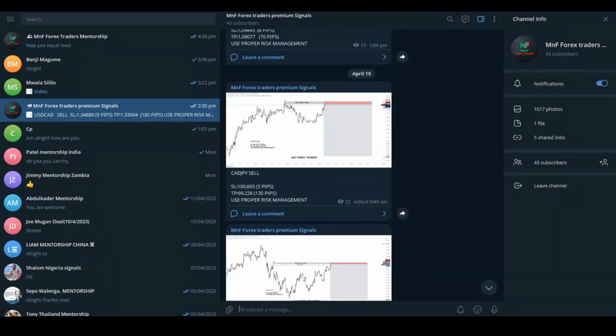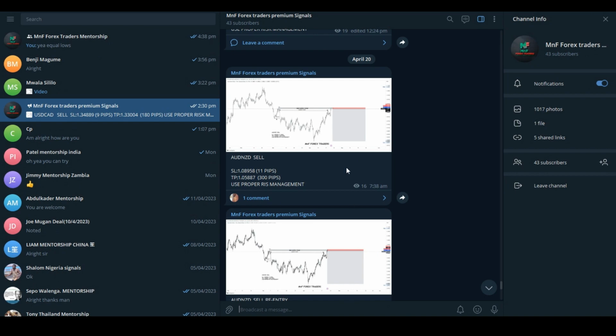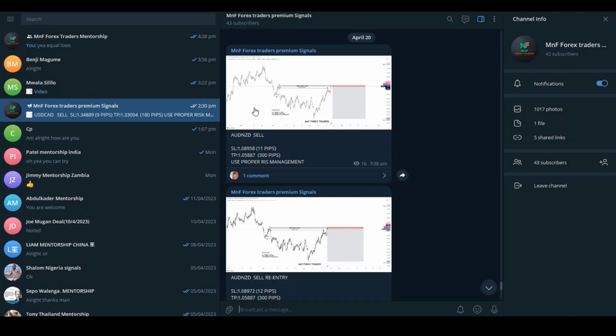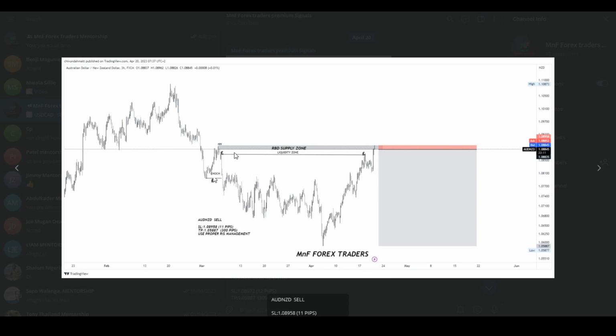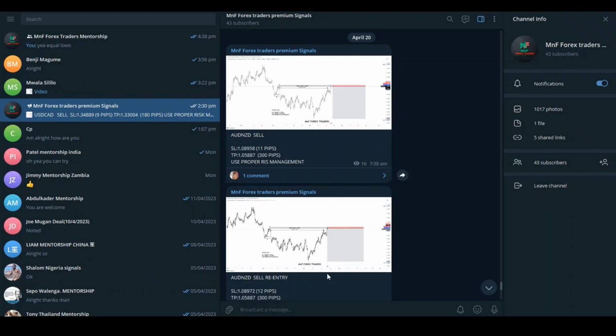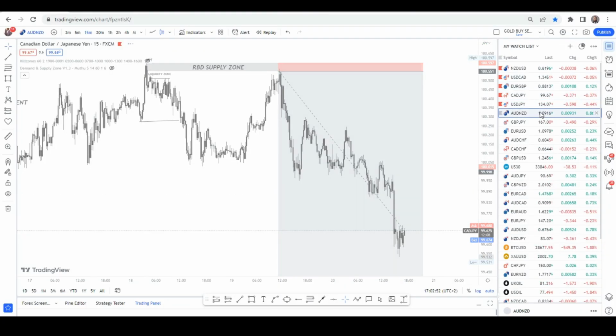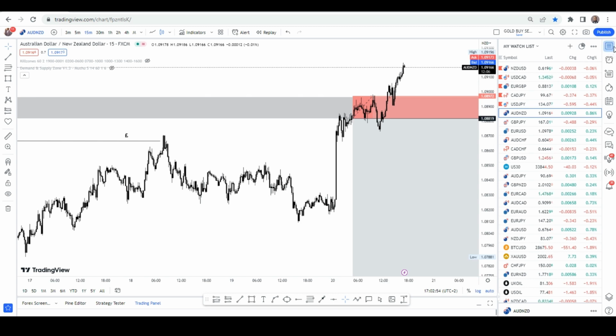You can see that we took AUD NZD, a really beautiful trade right here. The best drop supply zone, equal highs, just like I've shown you. Nice equal highs, big momentum candles right here, nice confirmation candle right there. And guess what? This trade failed to work out. Why? Was there a way for us to have known that that wasn't going to work out?